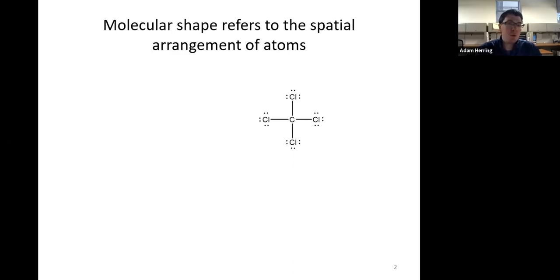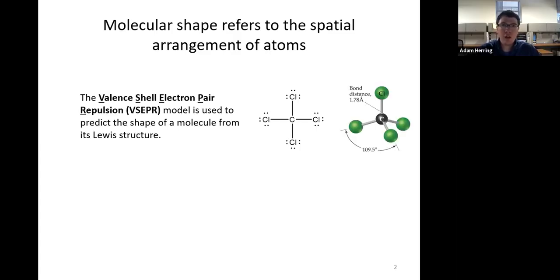So up to this point, when we've looked at Lewis structures, we've tended to draw them as flat molecules, just for the sake of convenience. But it turns out that molecules actually have a three-dimensional shape. And using the valence shell electron pair repulsion model, or VSEPR, we can predict the actual shape that a molecule will take based on its Lewis structure. And this has important significance for understanding how chemicals behave the way that they do.